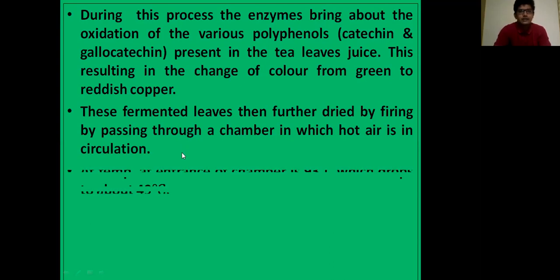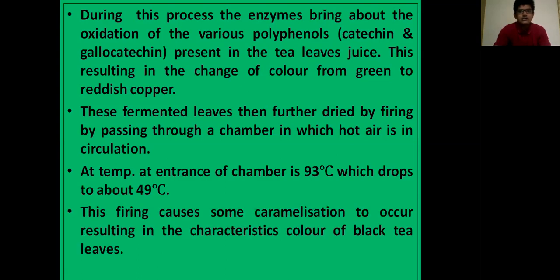The temperature at the entrance of the chamber is 93 degrees centigrade, which drops to about 49 degrees centigrade. This firing causes some caramelization to occur, resulting in the characteristic color of black tea leaves. So at the end of this step, we get black tea powder, resulting from the various steps used in processing the Camellia sinensis tree.